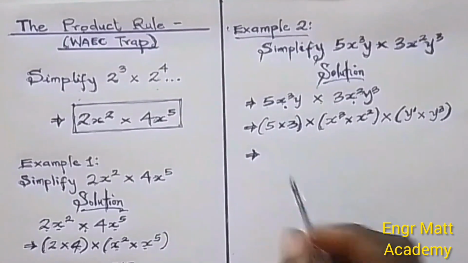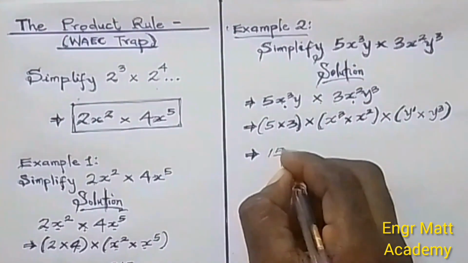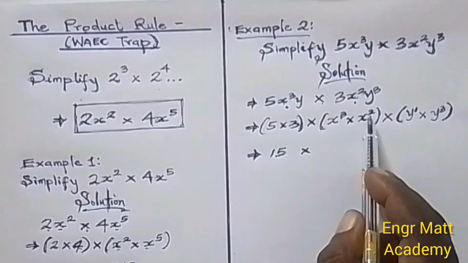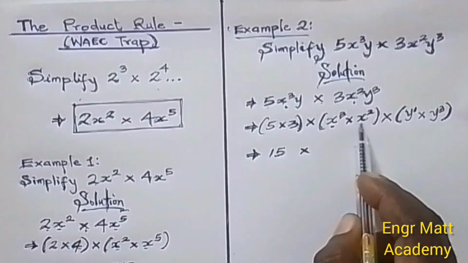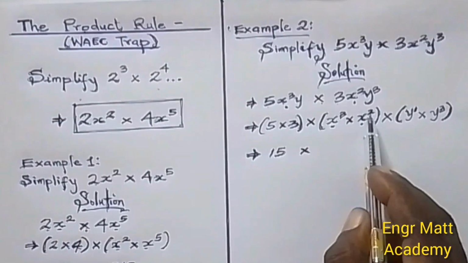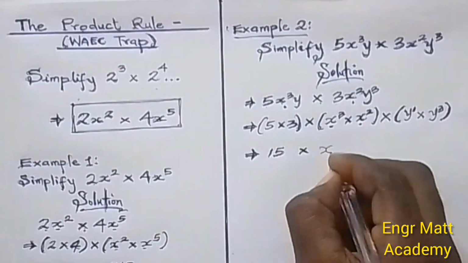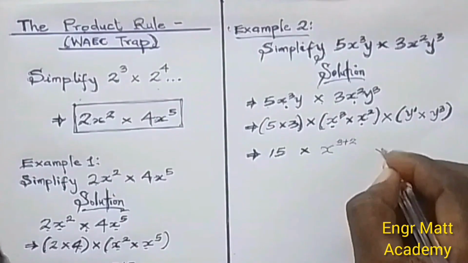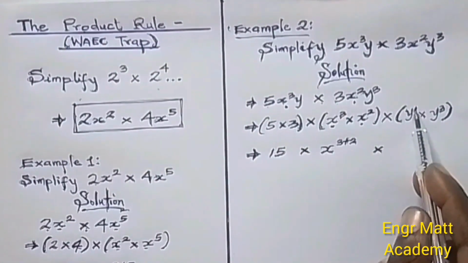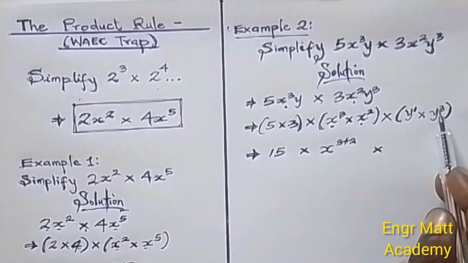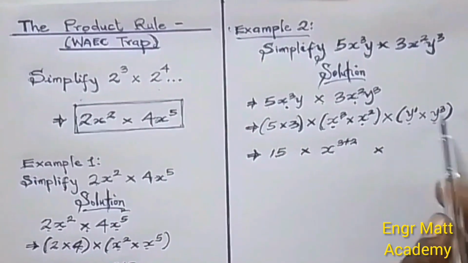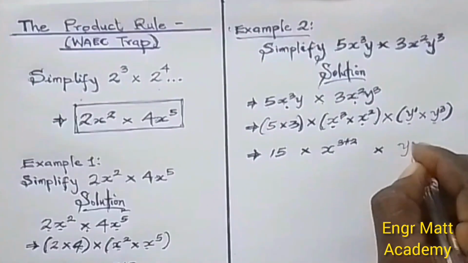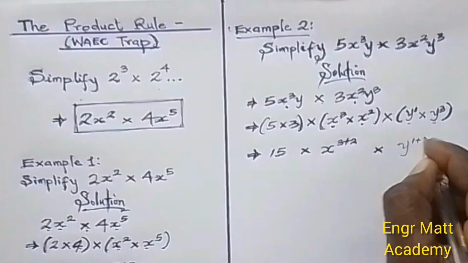5 times 3 is 15, times x to power 3 times x to power 2. Since it is the same base, we just add their powers. We get x to power 3 plus 2, times y to the power of 1 times y to the power of 3. Since it is the same base, we just add the powers. So we say y to power 1 plus 3.